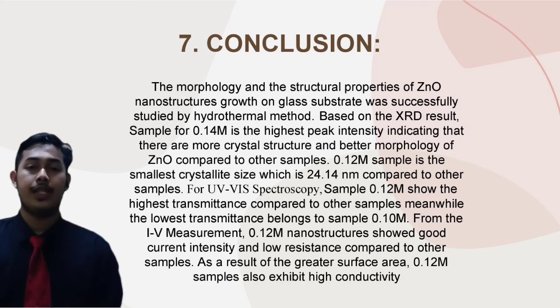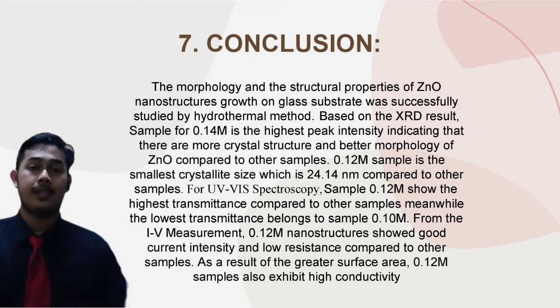In conclusion, the morphology and the structural properties of zinc oxide nanostructure growth on glass substrate was successfully studied by hydrothermal method. Based on the XRD result, sample for 0.14 has the highest peak intensity, indicating that there are more crystal structure and better morphology of zinc oxide compared to other samples. 0.12 sample has the smallest crystallite size, which is 24.14 nanometers compared to other samples.